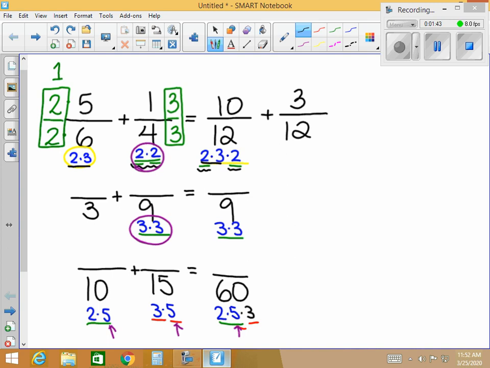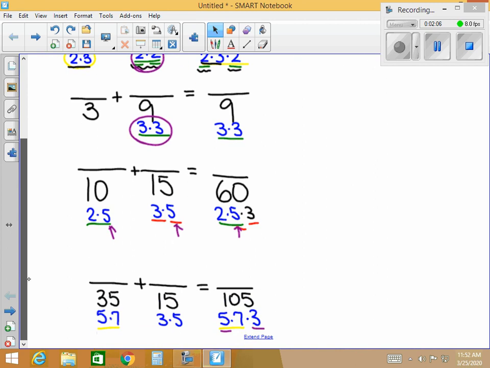Once the denominators match, I've rewritten both fractions over 12. From here, it's arithmetic. We combine the tops, keep the bottom. So 10 plus 3 is 13. 12 stays at 12. And then I would reduce if possible. This 13/12 does not reduce. It is in lowest terms already.